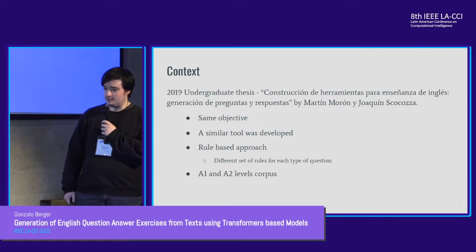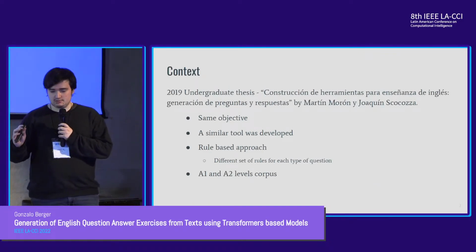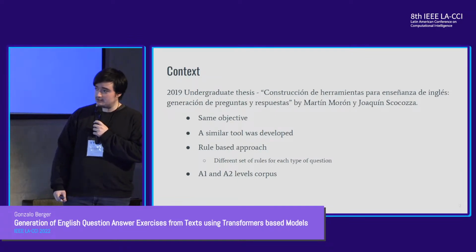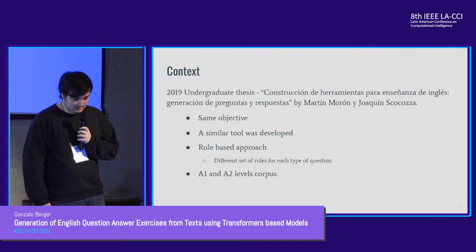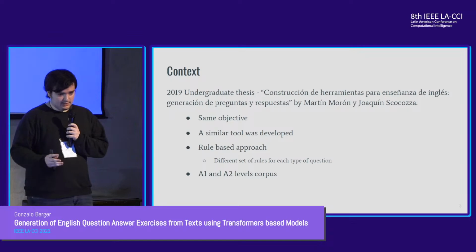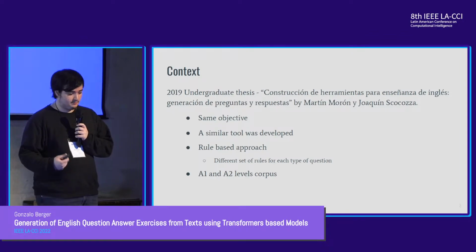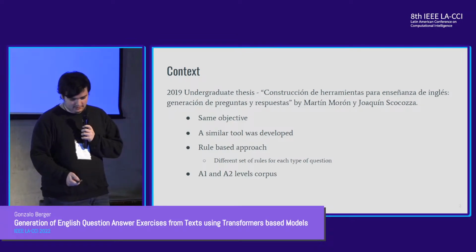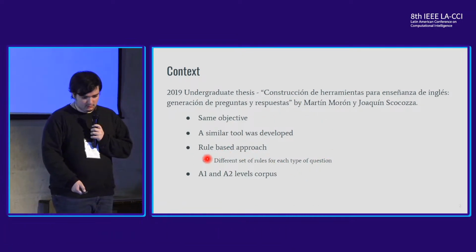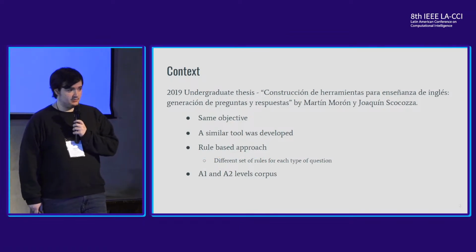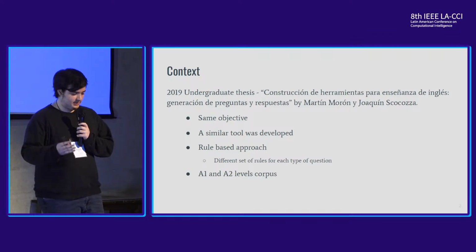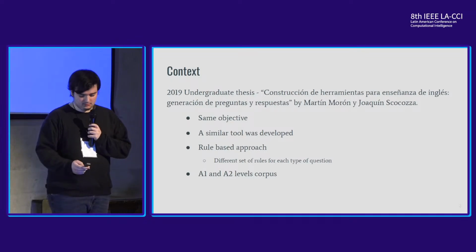Just to give you a bit of context very briefly, this is a continuous line of work which stems from a 2019 undergraduate thesis by Martín Morón and Joaquín Scocosa, which had the same objective of generating a tool that helped to assist the teaching of English by generating questions and answers automatically. The main difference is that it used a rule-based approach where each type of question was generated by a different set of rules, and they also generated a corpus of the desired level of A1 and A2 levels of English.